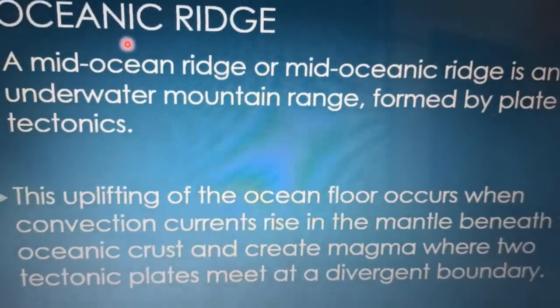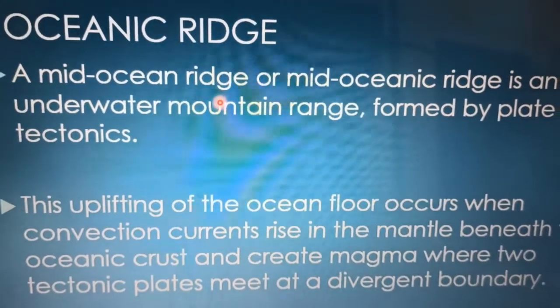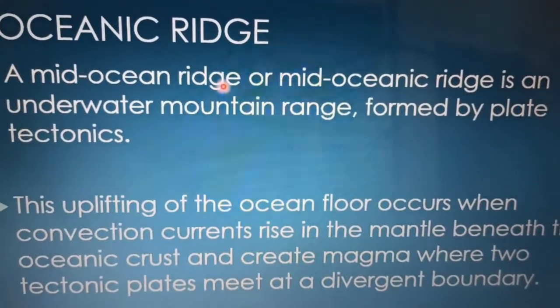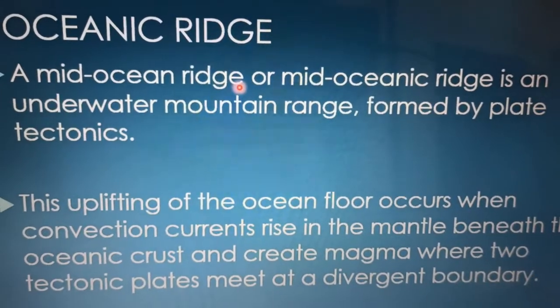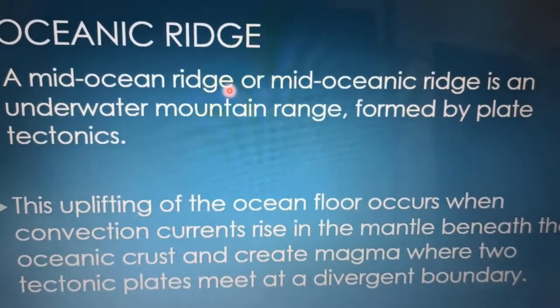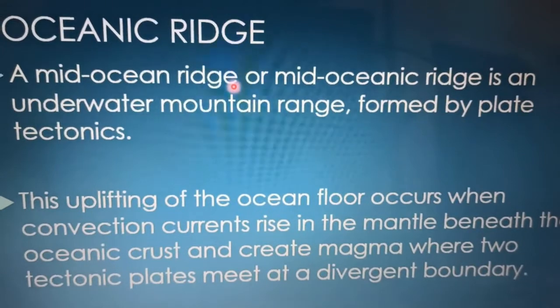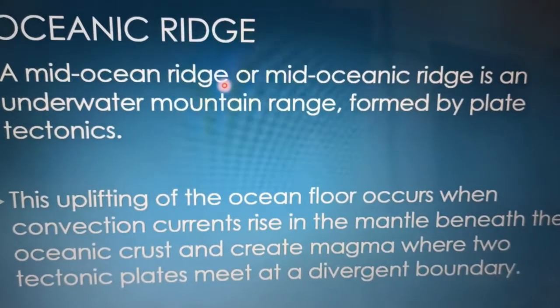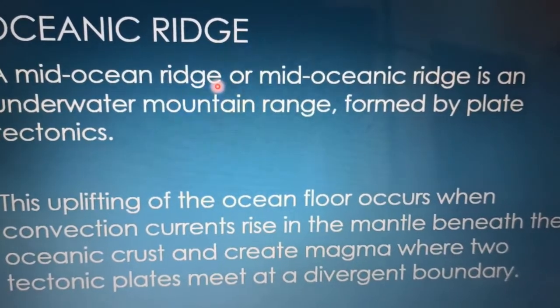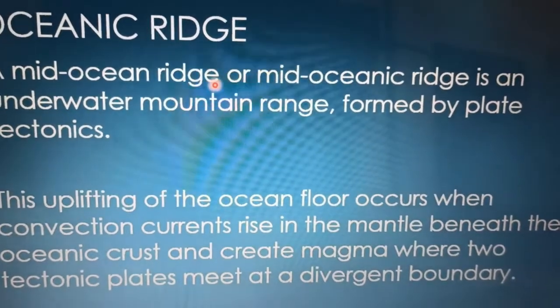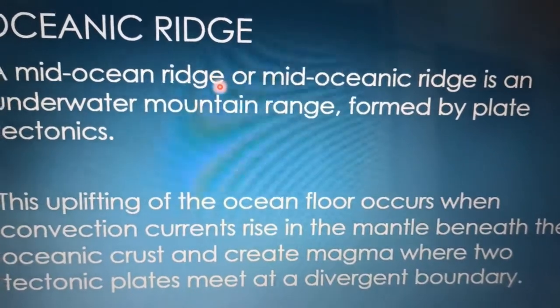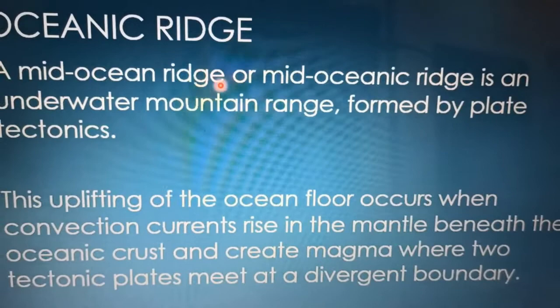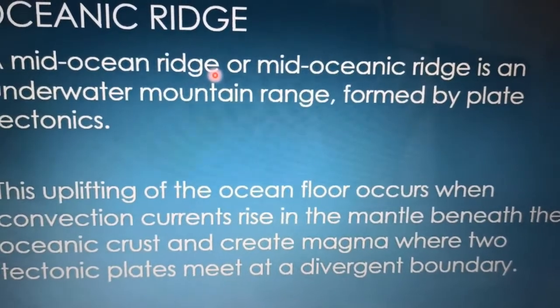Now let us see what a mid-oceanic ridge is. A mid-ocean ridge is an underwater mountain range formed by plate tectonics. This uplifting of the ocean floor occurs when the convection current rises in the mantle beneath the oceanic crust and creates magma where two tectonic plates meet at a divergent plate boundary.